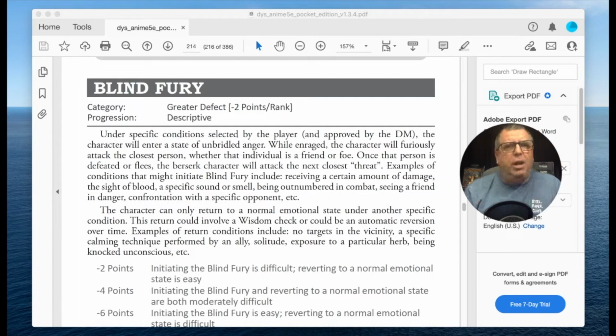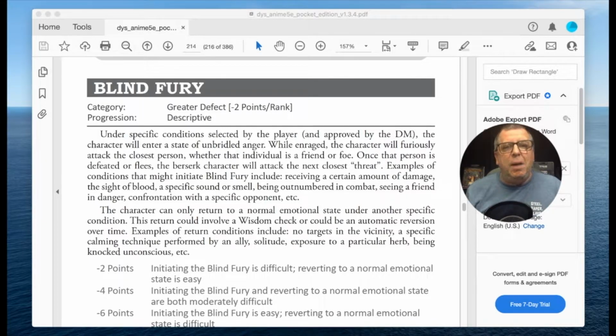Okay, so let's take a look at Blind Fury. Under specific conditions selected by the player and approved by the DM, the character will enter a state of unbridled anger. While enraged, the character will furiously attack the closest person, whether that individual is a friend or foe. Once that person is defeated or flees, the berserk character will attack the next closest threat.